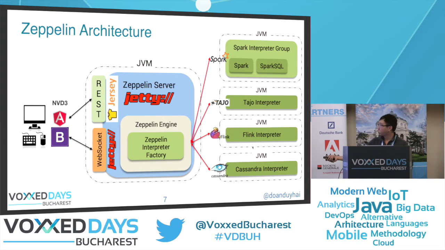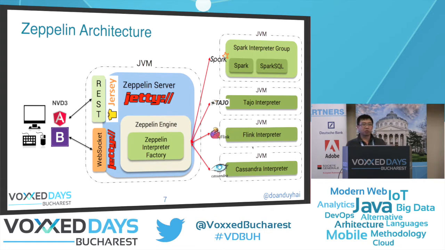This is the architecture of Zeppelin. On the front, you have AngularJS and Twitter Bootstrap for the look and feel, and NVD3, which is a library that allows you to have graphs. On the back end, you have a Zeppelin server, which basically is just a Java web server. It exposes two endpoints: a REST service to create a new note, a new paragraph, and a WebSocket to be able to push real-time updates back from the backend to the front end.